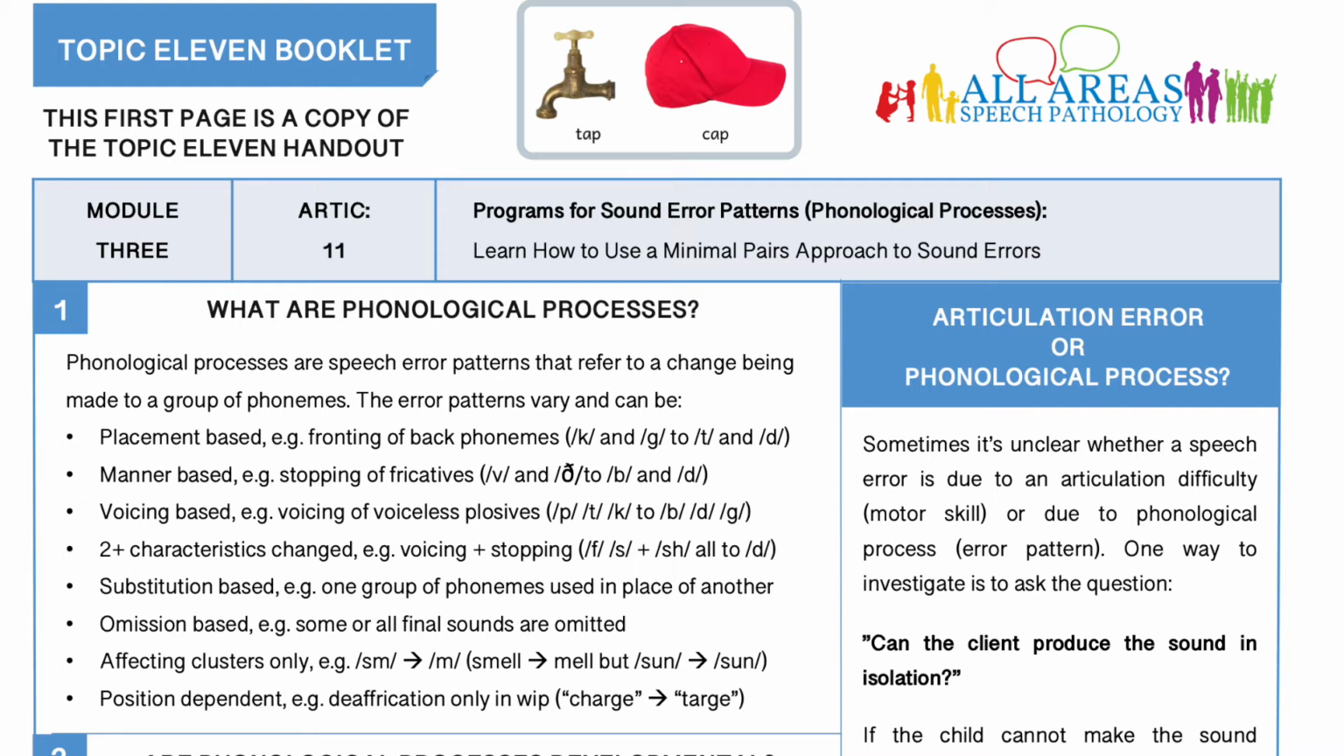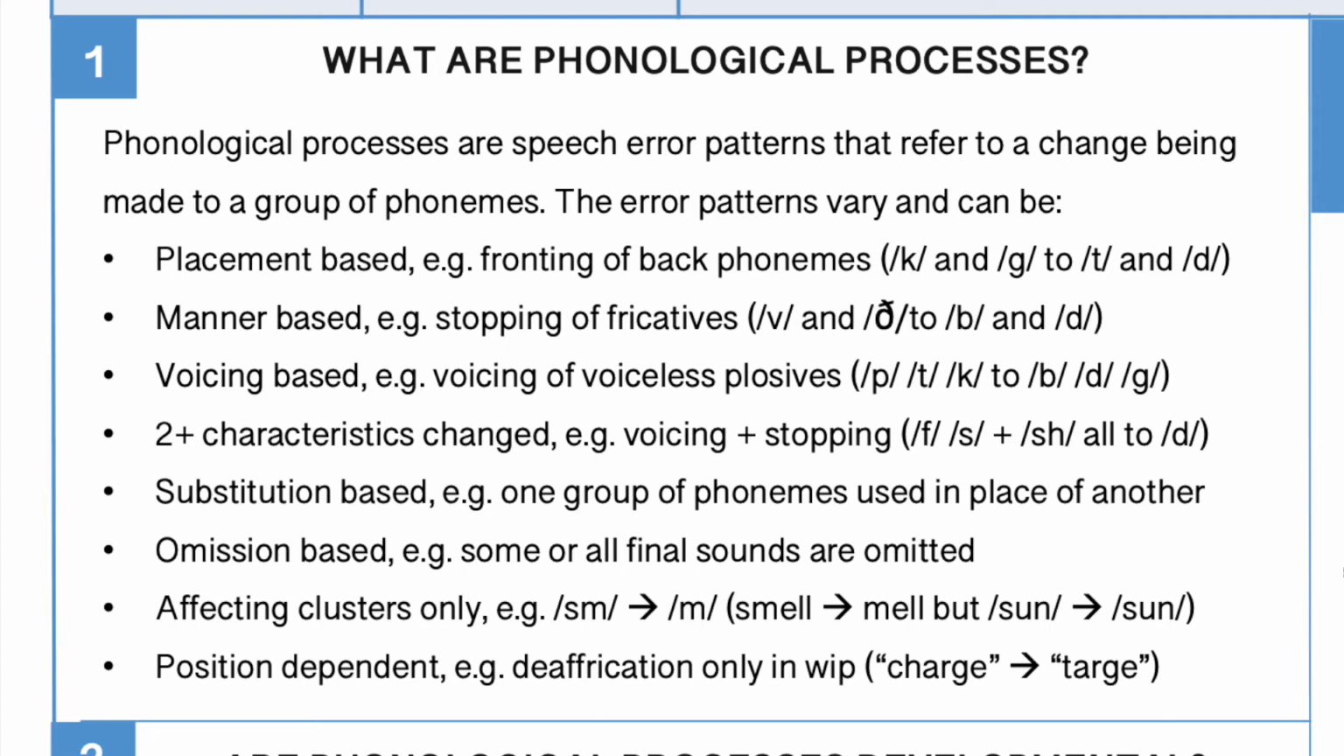So the placement. Some children get everything that's in the back of their mouth and they move it forward, and they're fronting. Can be the manner. Sometimes all those long flowing fricative sounds are stopped, even though they can make the sounds in isolation, but remember, in their brain, they've just got them in the wrong place. Some people don't make any voiceless sounds. Pig is big, to is do, cow is gow.